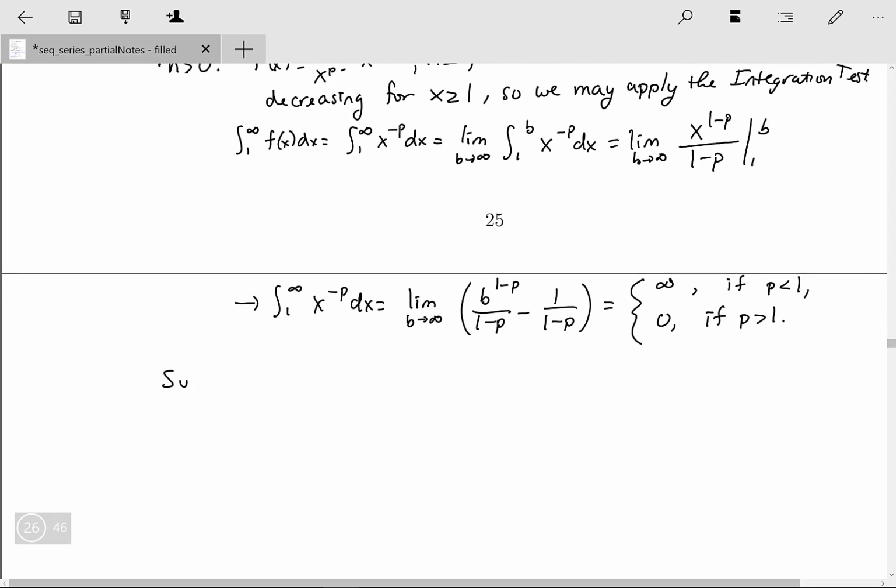So to summarize, we have that my p-series, n going from 1 to infinity, 1 over n to the p, converges if p is greater than 1, and diverges if p is less than or equal to 1.